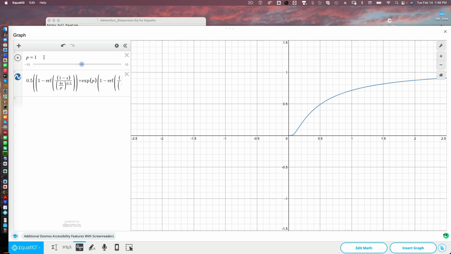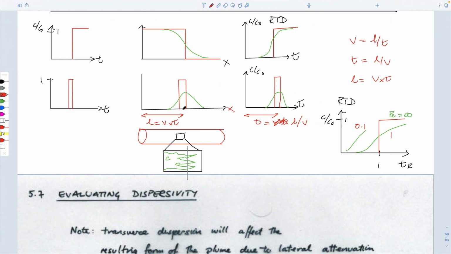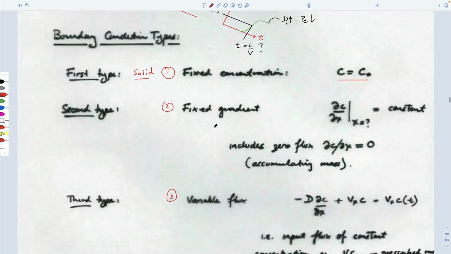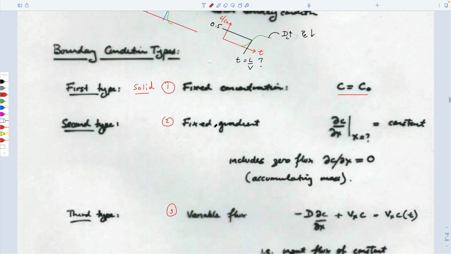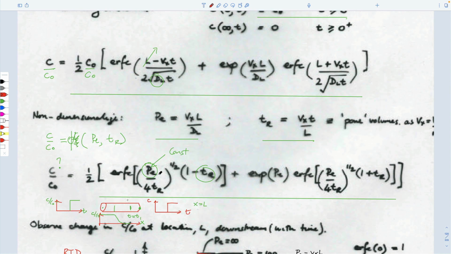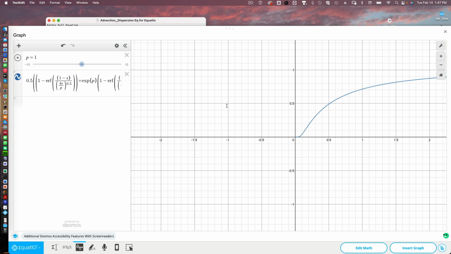So this is Peclet number. So this is the advection and dispersion equation solution, which is in Fetter, which we looked at last time, which would be exactly this expression here. Peclet number, Courant number, etc. And this is just showing exactly what happens if we mess around with Peclet number.